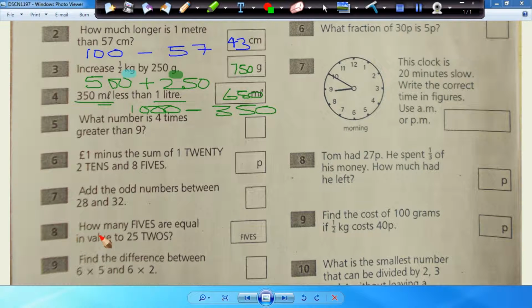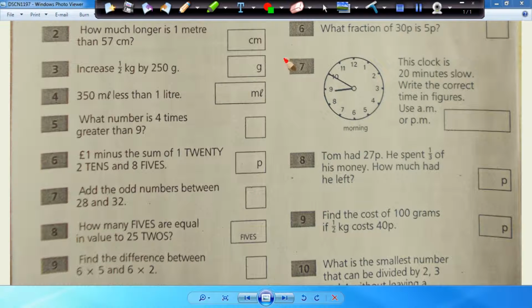Okay, next. Okay, easy. Find the difference. What does the word difference mean in maths? It means take away. So 6 times 5 will give us 30. And 6 times 2 will give us 12. And 30 take away 12 will give us 18. Okay, let's quickly move on to the next part.